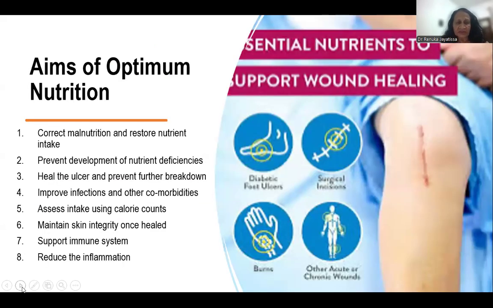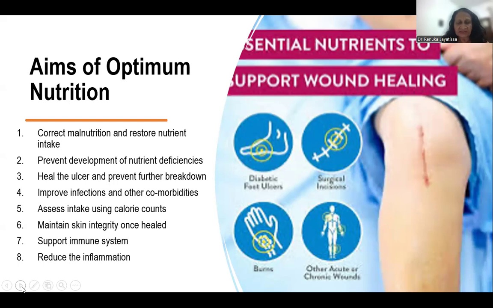When we first look at the aims of optimum nutrition, why do we consider nutrition? One thing is we really have to look at whether these patients are malnourished or nutritionally okay, or whether obese or whatever. Obesity and undernutrition, both we consider as malnutrition. So first we have to correct the malnutrition, especially the undernutrition, and then we have to restore their nutrient intake. This is very important. Whenever you see the patient, you have to look at that component.